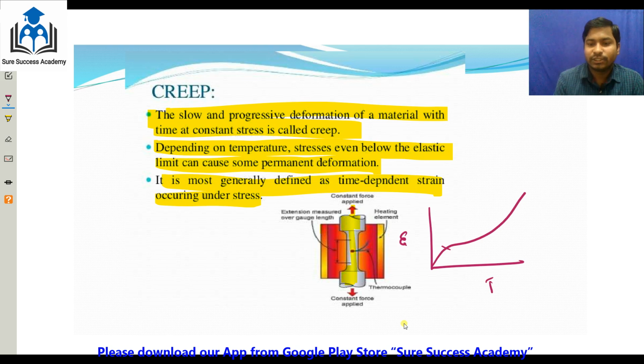There are just 3 stages you will get: 1, 2, 3. Instantly you will get some strain, and the strain rate will decrease, then again it will be constant, then again the strain rate will decrease. So 1 to 2 we are taking as the good time period of the creep, and you will study it later. Just now: slow and progressive deformation of the metal with a constant stress is known as creep.